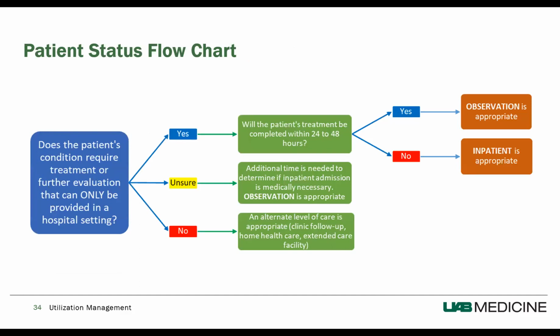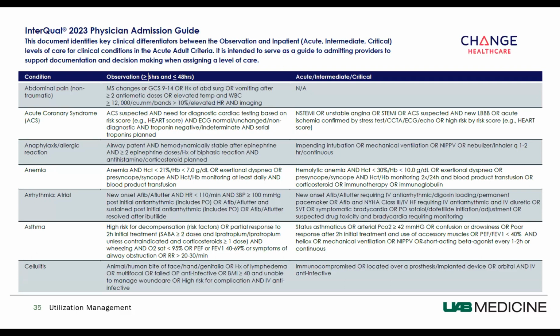We have created a patient status flow chart to help guide you, and there have been some updates made to that, and I will make those available. I'll send them to Kim and she can distribute them to the group. This just walks you through the thought process of dealing with the 2 midnights and determining whether it should be inpatient or observation. There's another aid that we will make available to you, and this is the updated one. I'll send that to Kim as well.